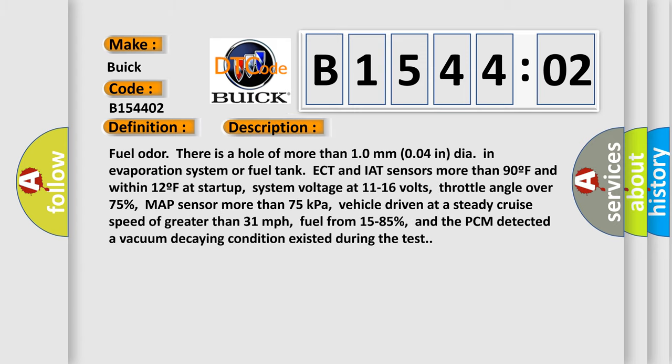And now this is a short description of this DTC code. Fuel odor: there is a hole of more than 0.04 inch in the evaporation system or fuel tank, ECT and IAT sensors more than 90 F and within 12 F at startup, system voltage at 11 to 16 volts, throttle angle over 75%, MAP sensor more than 75 kilopascals, vehicle driven at a steady cruise speed of greater than 31 miles per hour, fuel level from 15 to 85%, and the PCM detected a vacuum decaying condition existed during the test.